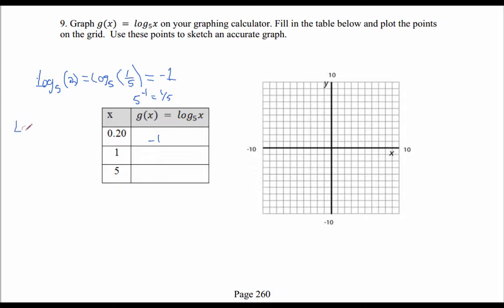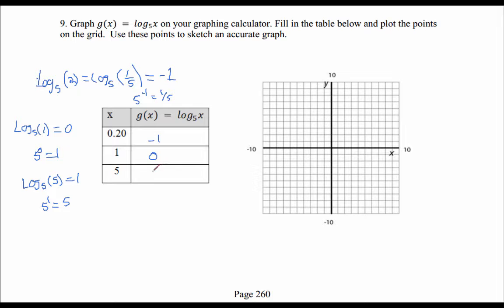Okay, logarithm base 5 of 1, that's going to have to be equal to 0 because why? Well, because 5 to the 0 is equal to 1. Okay, logarithm base 5 of 5, that's got to be equal to 1. Why? Well, because 5 to the first power is equal to 5, all right?